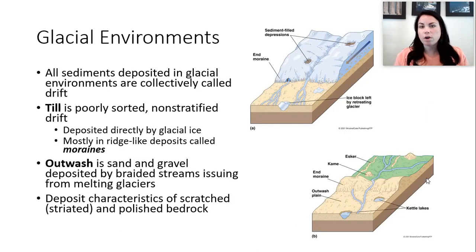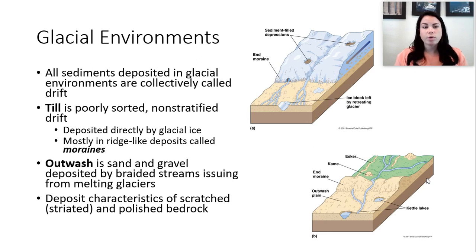Okay, next is glacial environments. So all sediments deposited in glacial environments are collectively called drifts. And so where we see deposition as a result of glaciers is specific characteristics, and we call that till. And till is poorly sorted, non-stratified drift associated with the glacier. And these are deposited directly by the glacial ice, and mostly in ridge-like deposits, these are called moraines. So if you've been to the Eastern Sierras, you might have seen some moraine deposits.